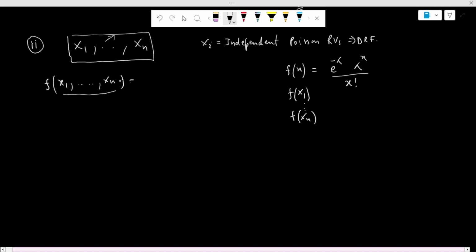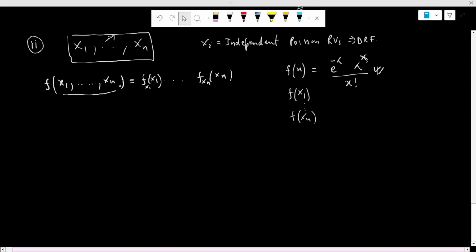As they are independent, we can express this as. Now for each observation x1 to xn, let us calculate the value of this function and we take the product of it. For our convenience, let us denote this likelihood function by y. So this is equal to.